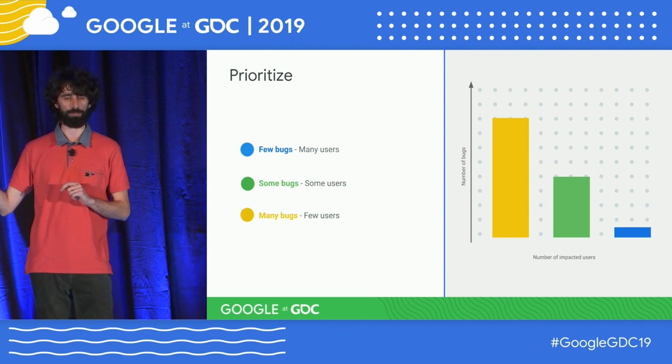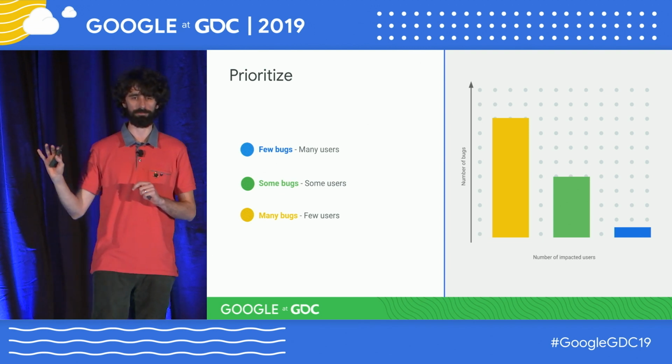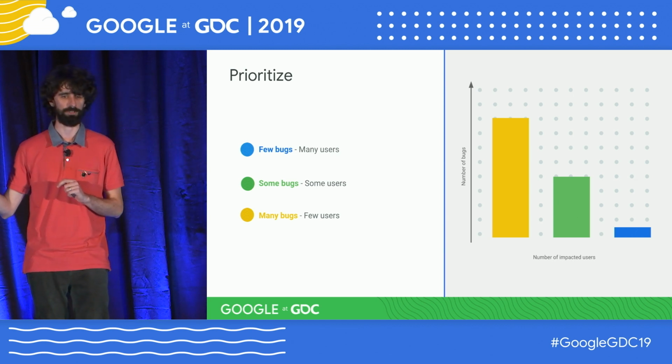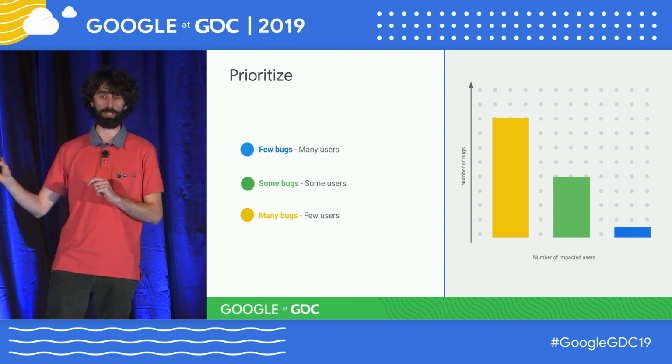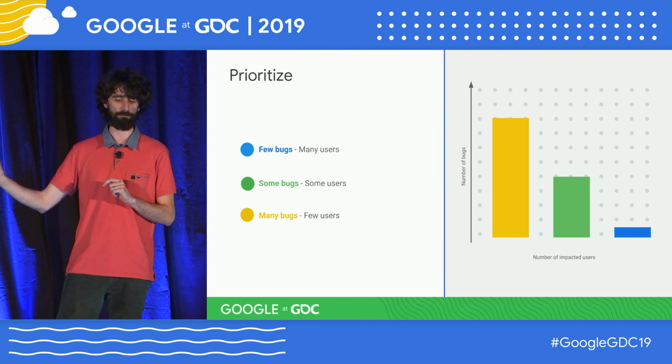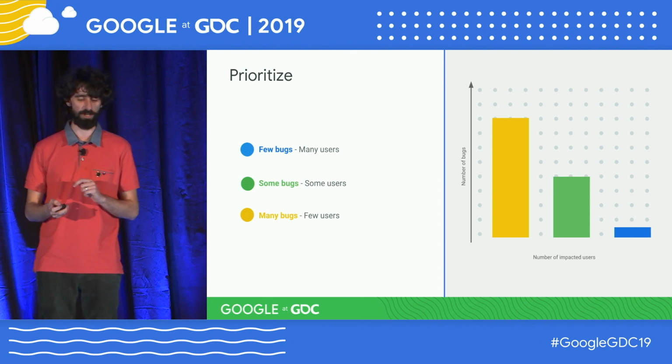So it's very easy to prioritize the blue ones if there are 5 of them. But what happens if there are 100 of them? Or what happens if you have very few blue ones that you can fix very quickly, but you have 500 green ones? So let's see how you can prioritize them.